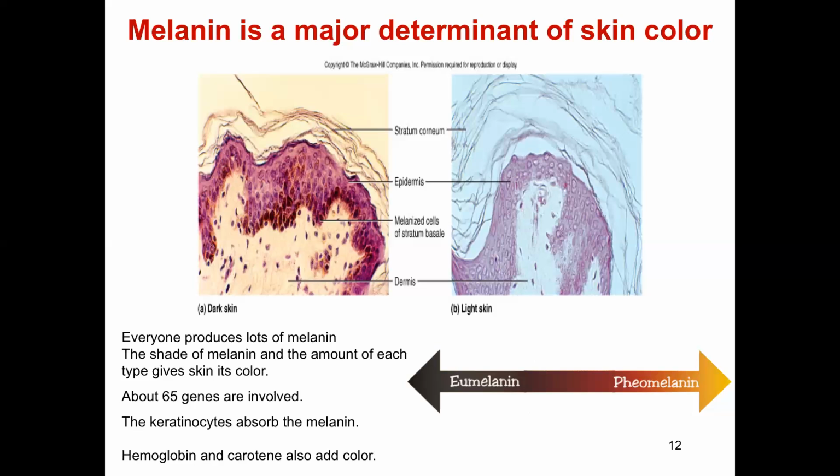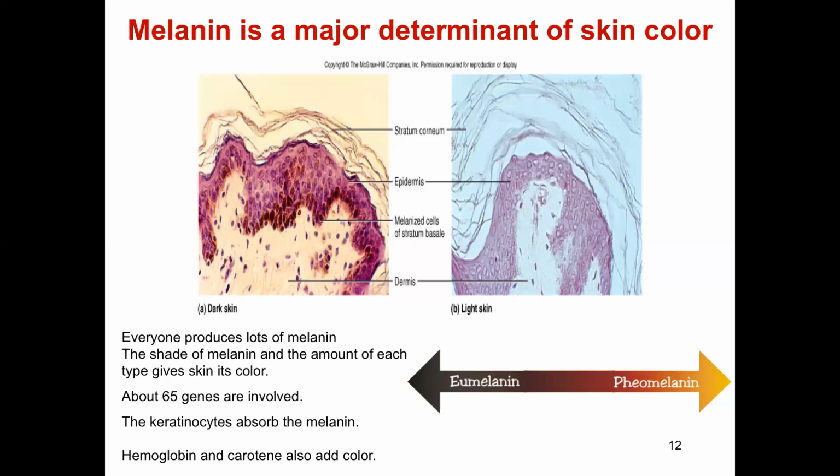Now, when the melanocytes do divide, obviously they must divide to a certain extent because they have to replenish themselves. But if you're having a problem and you're making too many melanocytes, that's when you get into cancer. So we're going to talk about that in a little bit. All right.